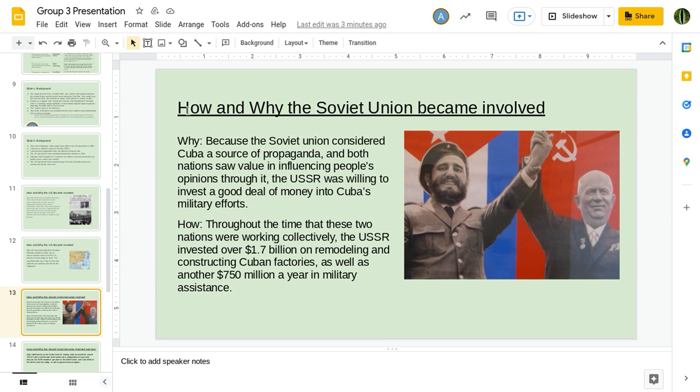How and why the Soviet Union became involved. Why? Because the Soviet Union considered Cuba a source of propaganda, and both nations saw value in influencing people's opinions through it, the Soviet Union was willing to invest a good deal of money into Cuba's military efforts.